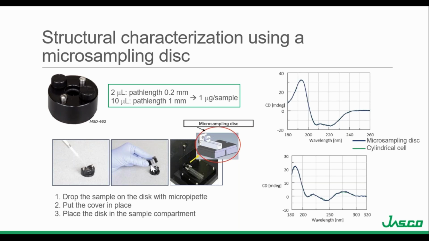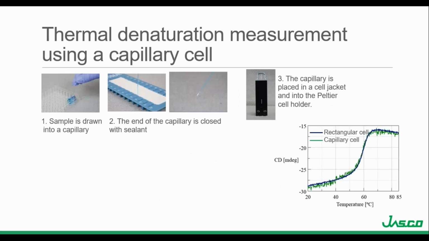There is a cover, so there's a glass slide in that cover, and that cover is screwed onto 2 pins here, and the micro sampling disc is then placed in the standard cell holder of the sample compartment. The figures on the right here are showing the microsampling disc in blue and the cylindrical cell in green, the great signal to noise that they exhibit, and also you can barely even see the cylindrical cell data because the overlay is so great.